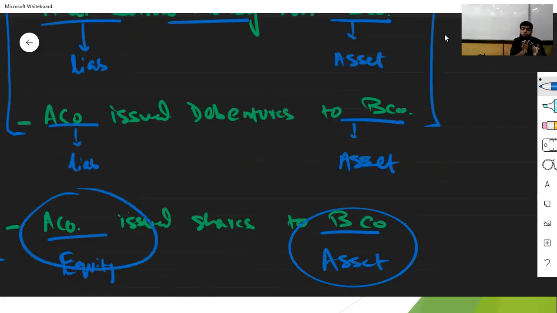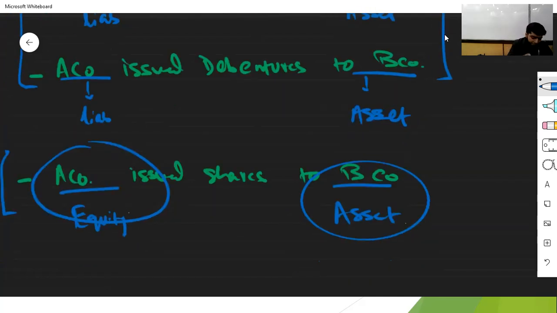So that is the definition given by IFRS 9 for a financial instrument. What is a financial instrument? A financial instrument is basically an agreement between two parties, and for one party this will create a liability, and for another party this will create an asset. And there might be a possibility that for one party it would create equity, and for another party this would create an asset.